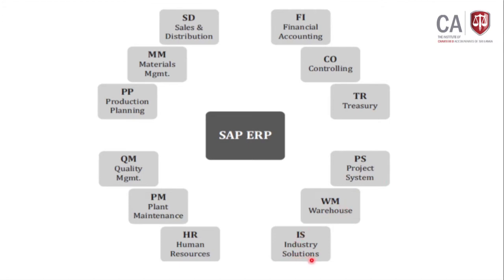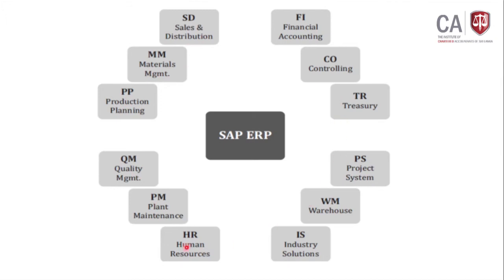And industry solutions are also there. And human resource management. So there are systems to manage human resources, plant maintenance and quality management, production planning and material management, and sales and distribution.